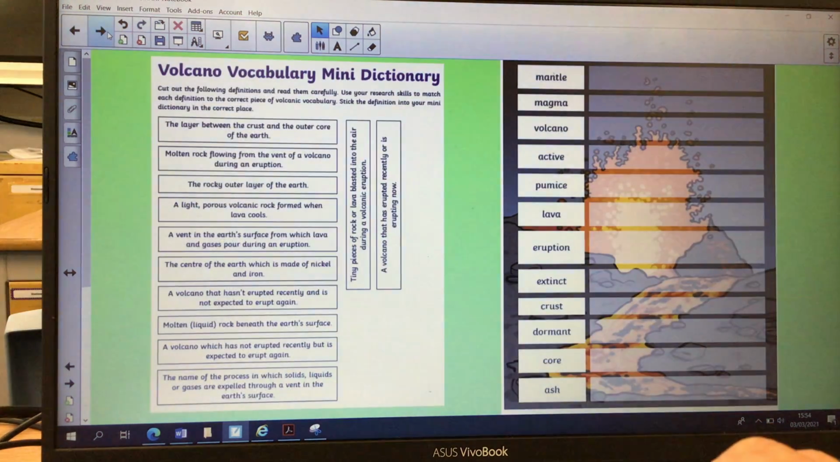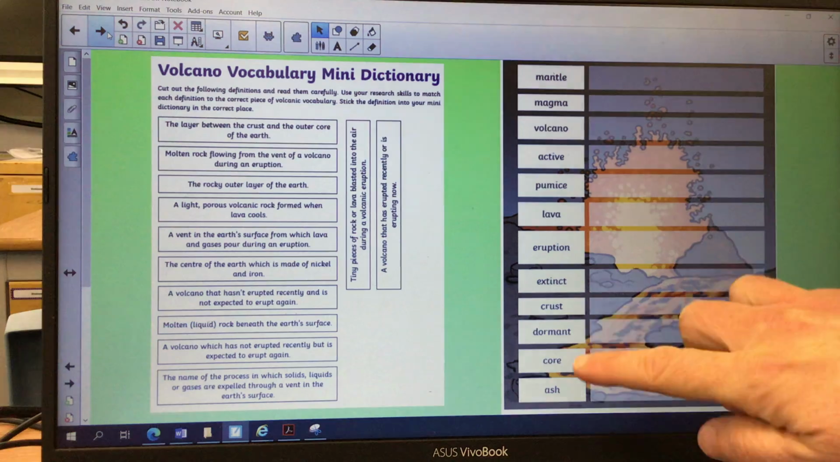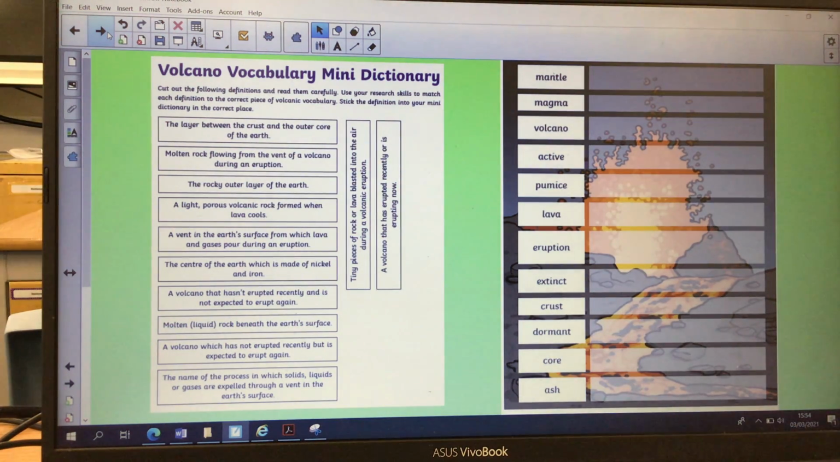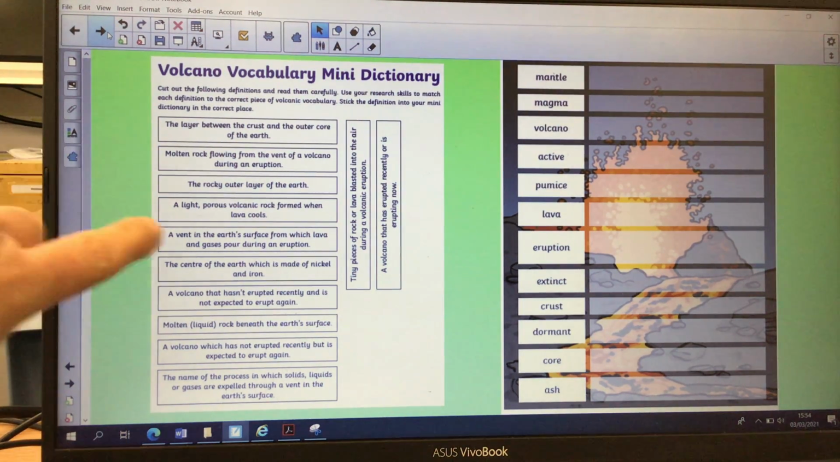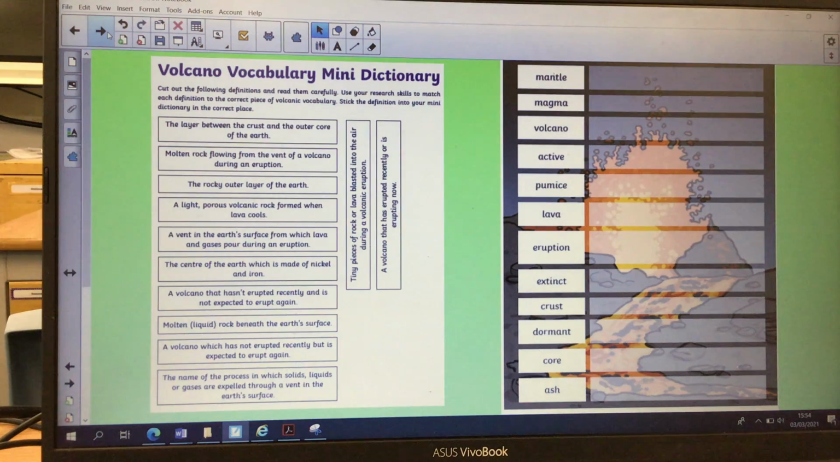And then the second activity that I'd like you to do this afternoon, boys and girls, is I would like you to have a little look at this mini dictionary. All of the words that are key vocabulary for volcanoes erupting are there, and their definitions are here. This is available on Teams, so you cut these out and stick them in the correct places on those sheets.